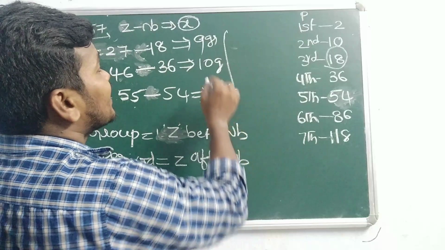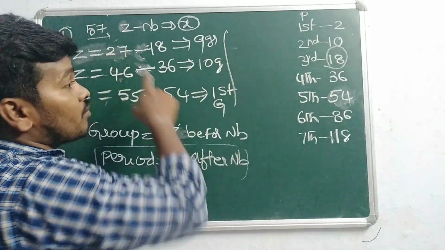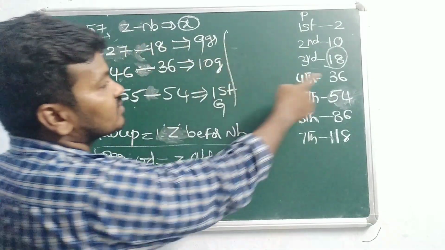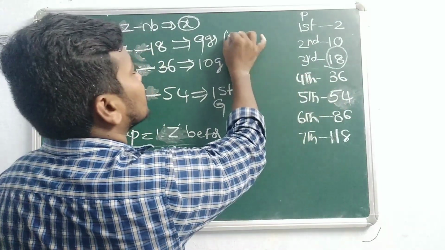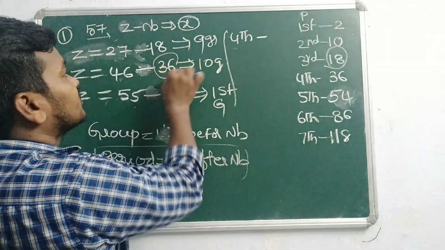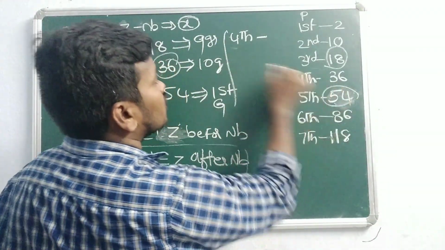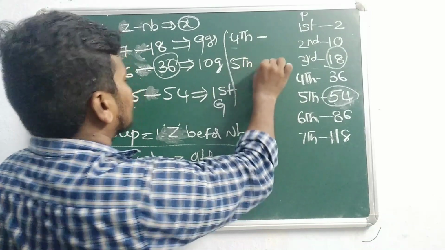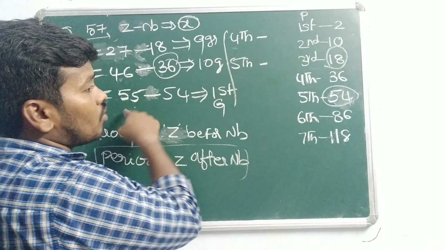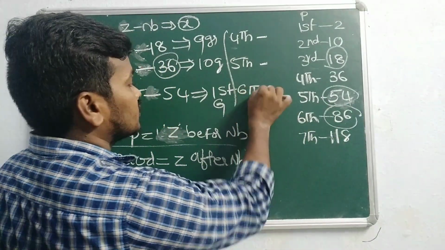What about the period? While counting the period, we have to look after the given atomic number. So for 27, what is the noble gas atomic number after 27? 36 is there. 36 belongs to which period? The fourth period. Again, for the given atomic number 46, what is the noble gas after 46? 54. 54 belongs to the fifth period. For 55, which noble gas is after 55? 86. So it belongs to the sixth period.